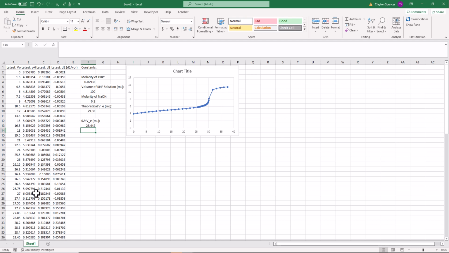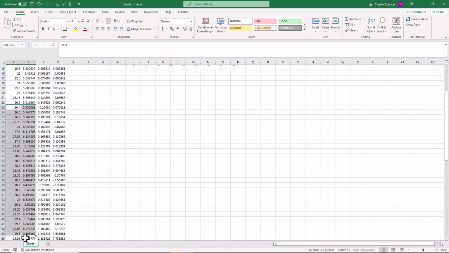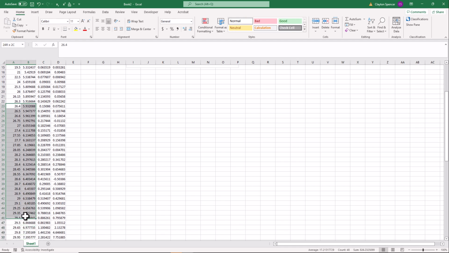So let's go see if we can find that data. Here's 26.4 right there. That is our 0.9 value. So we want to take this chunk of data here going out to about 29.38. Let's see where that is. 29.35, 29.4. Why don't we just grab that bit?